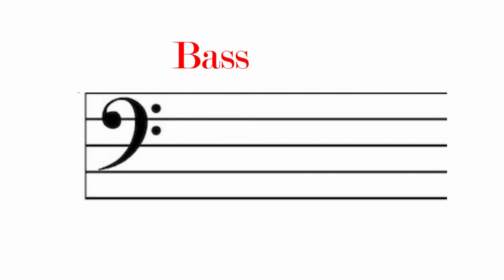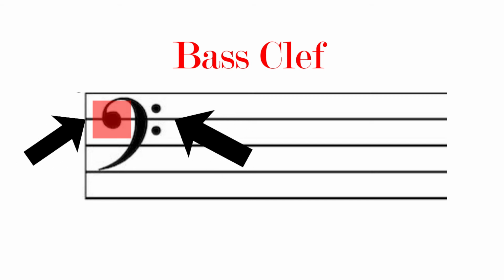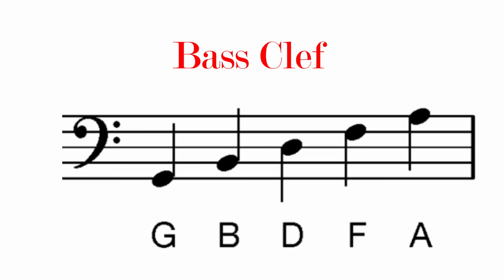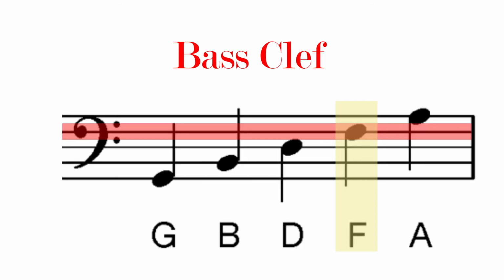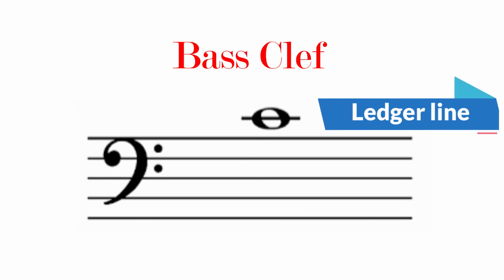The bass clef, shown here, is usually used to play notes lower than middle C. It's sometimes called the F clef as it sits on the F note line in the bass stave. Here are the notes on the line of the bass stave, and you can see the bass clef sitting on the F line, and here's middle C on a ledger line above the stave.